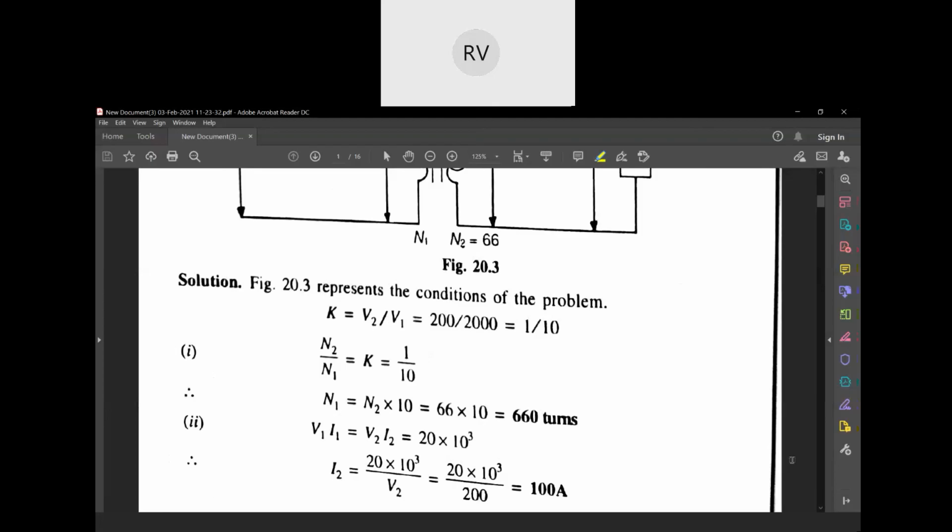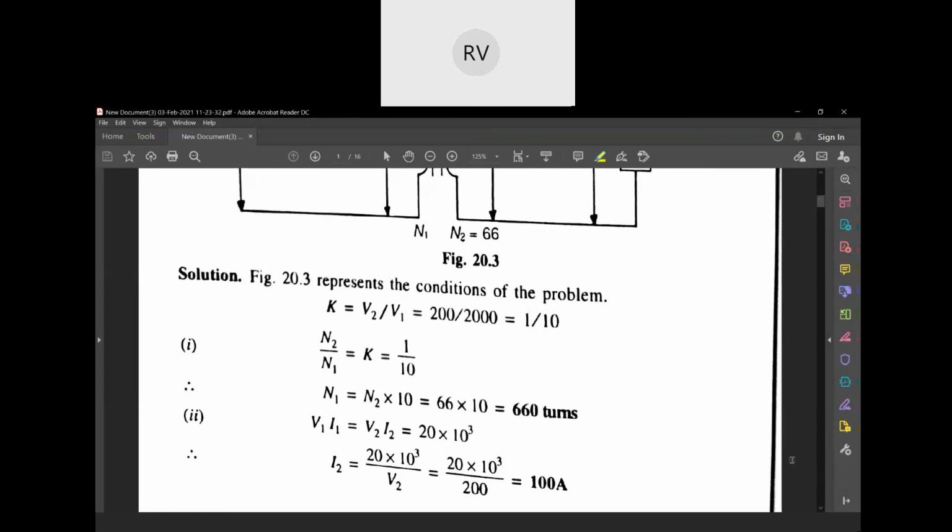And he's asking us to calculate the full load currents, right? So in order to calculate the full load currents, you need to know the total power of the machine, which is 20 kilovolt amperes. So V1 I1 is equal to V2 I2 is equal to 20 into 10 power 3. Now I2 is equal to power by voltage, which is 20 into 10 power 3, whereas V2 is 200. So if you do that, you get the I2 value as 100 amperes, which is nothing but the full load current of the secondary.